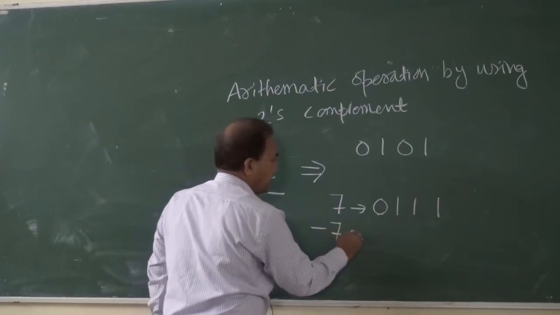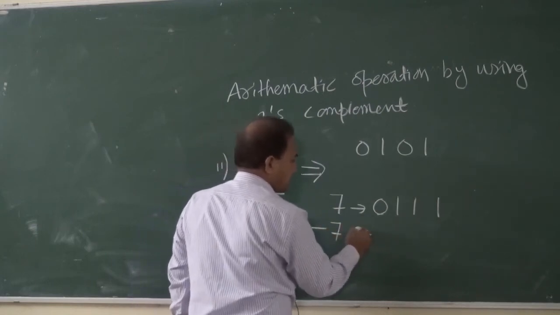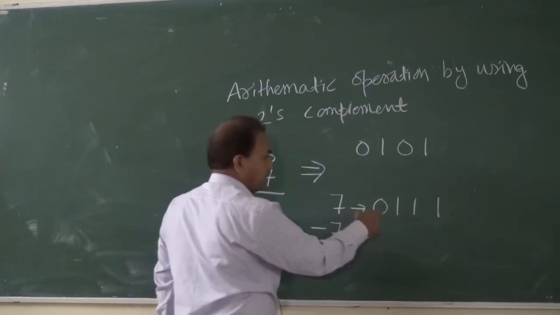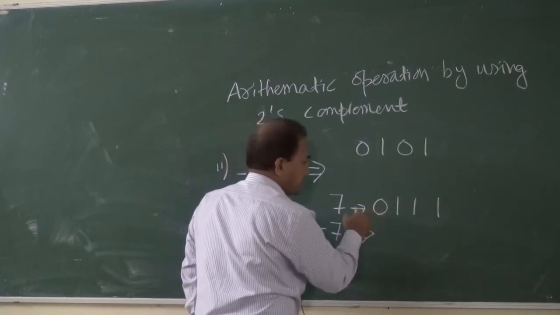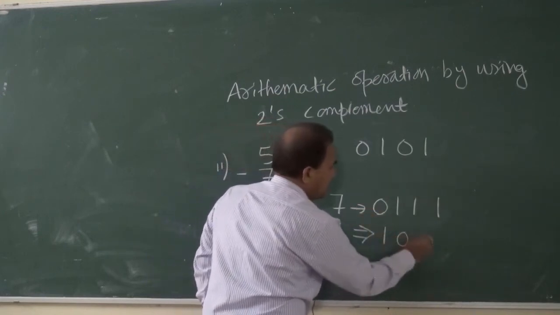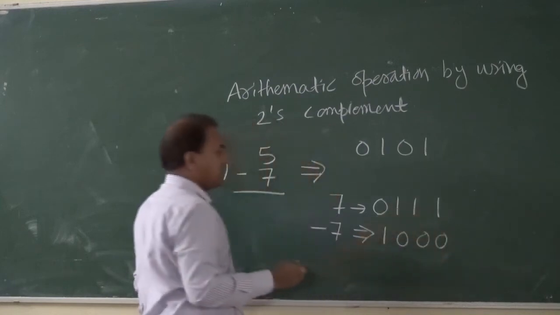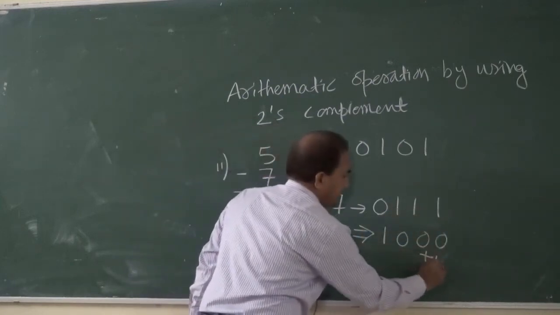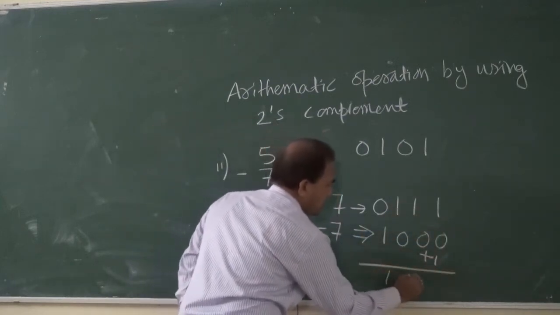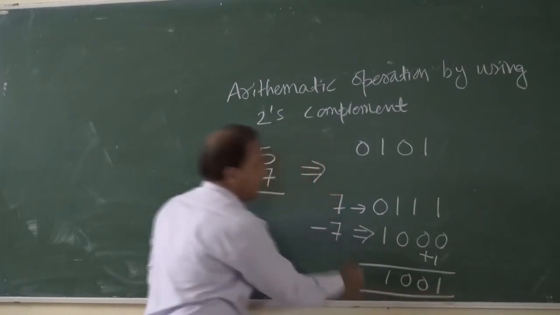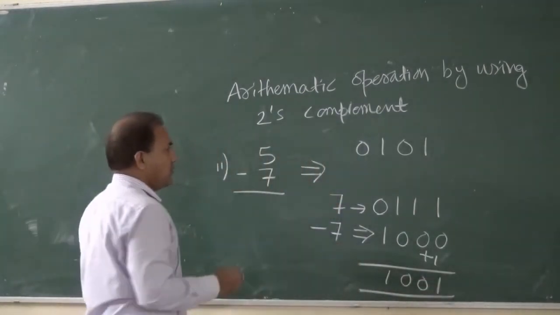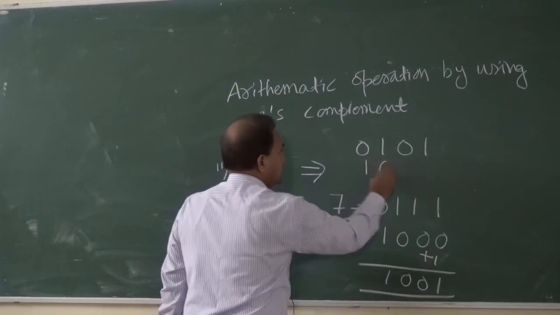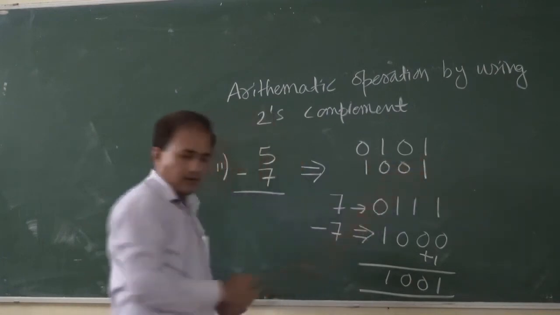Then how can you represent minus 7? First of all, you have to write the 1's complement of plus 7. It is 1 0 0 0. Add 1 to the LSB. So it is 1 0 0 1.